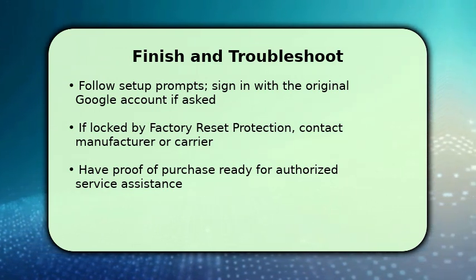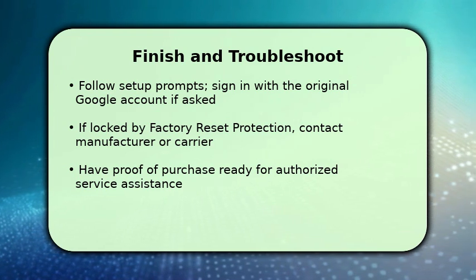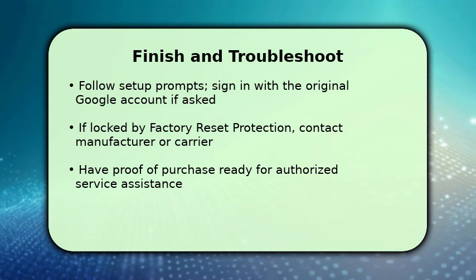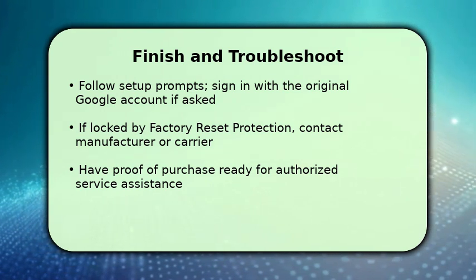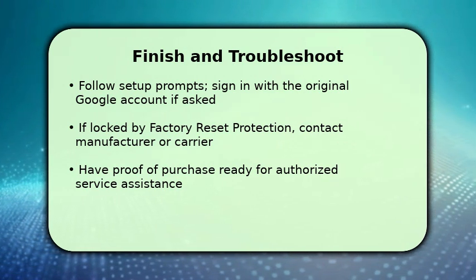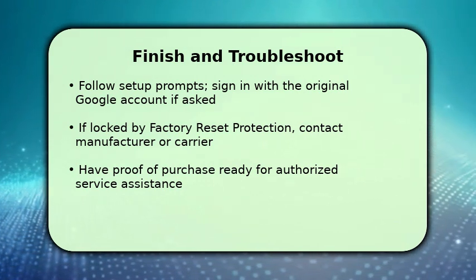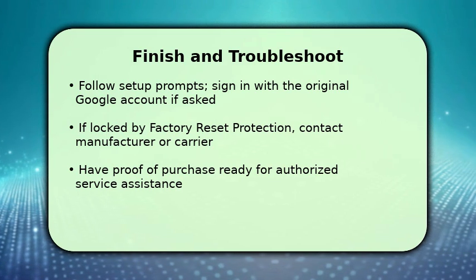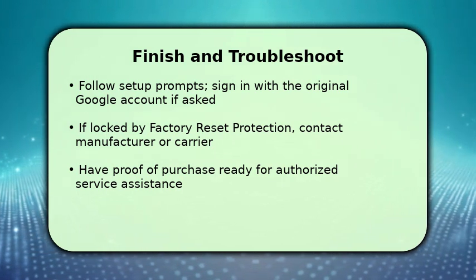If the device asks for an email you don't have, do not attempt unauthorized bypasses. Instead, contact the manufacturer, carrier, or an authorized service center. They can assist after you prove ownership. Keep receipts or original packaging ready because authorized teams require proof. This official route protects you and preserves warranty coverage.